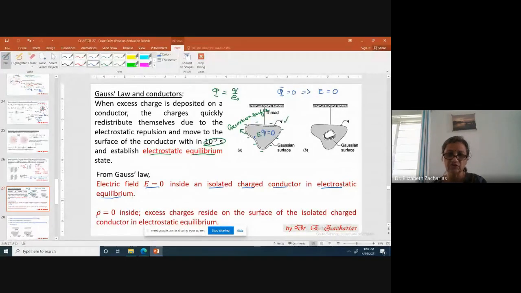Next thing is, as I told you, since charge is zero, charge density is also zero. Because after all, charge density is charge divided by volume. Therefore, charge density is zero inside the conductor when it is in electrostatic equilibrium. And please remember, I have discussed all this for an isolated charged conductor. Isolated means it is not in touch with any other conductor.